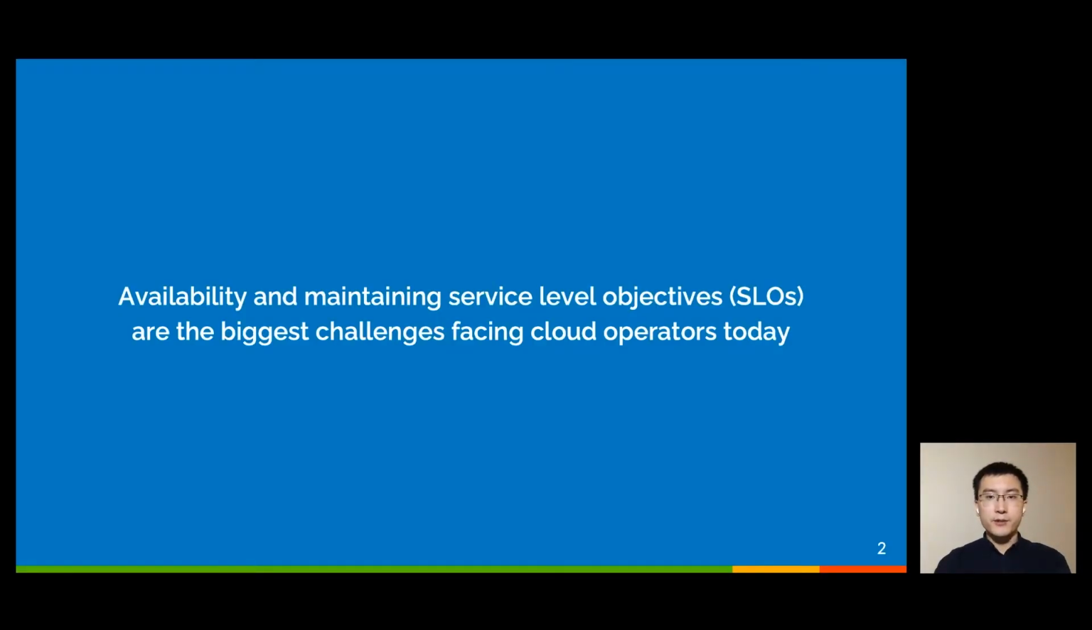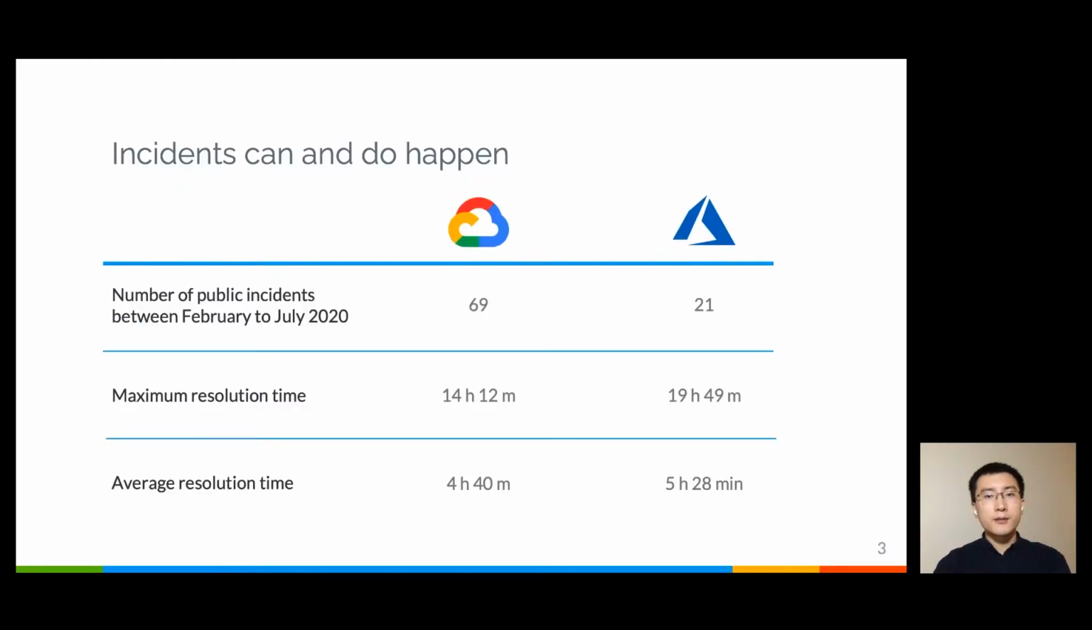Availability and maintaining service level objectives are the biggest challenges facing cloud operators today. Operators are working hard day and night to keep the complicated system up and running. However, incidents can and do happen. Here is a table that collects the public incidents of the past 6 months in Google Cloud and Azure. We can see that Google Cloud reports 69 incidents and Azure reports 21 incidents. It takes both clouds hours to resolve these incidents.